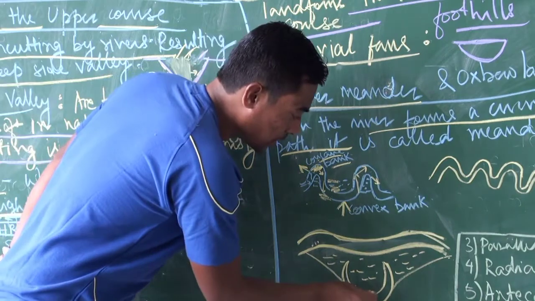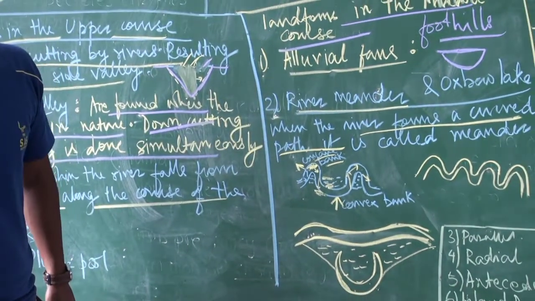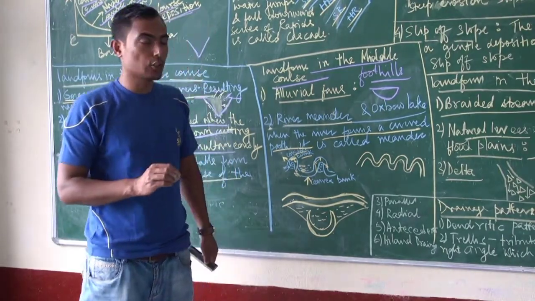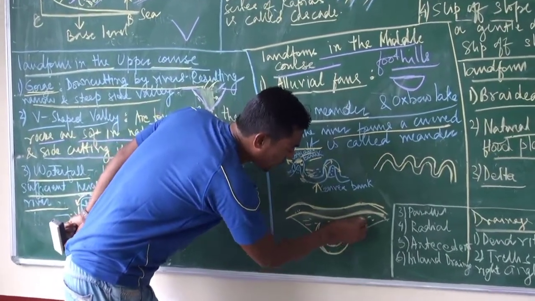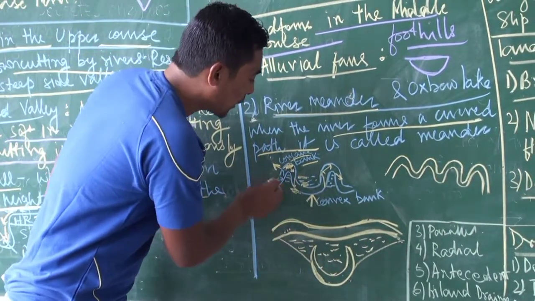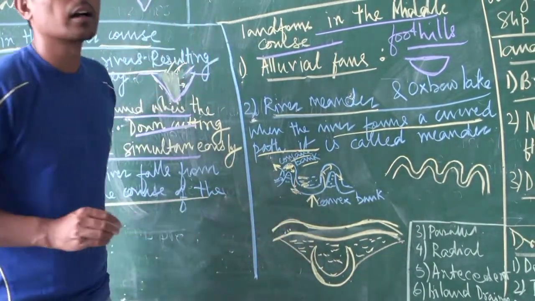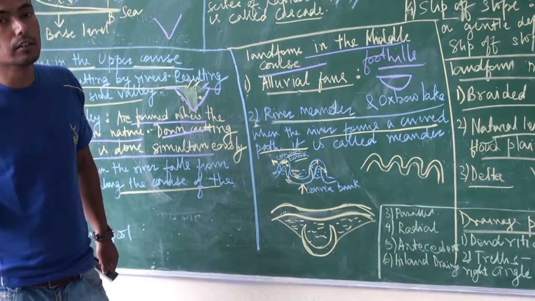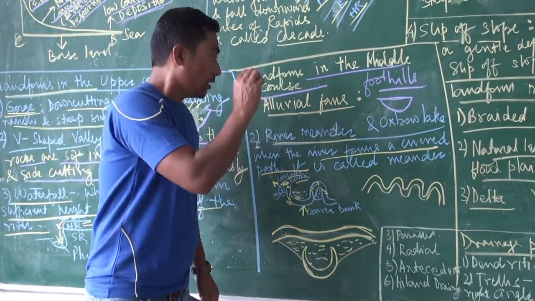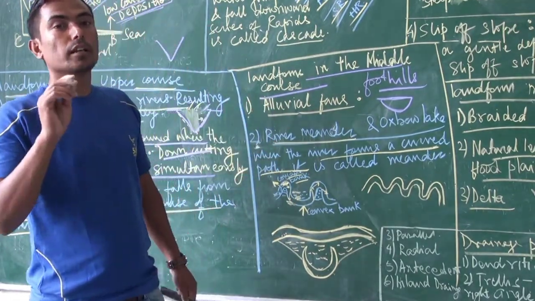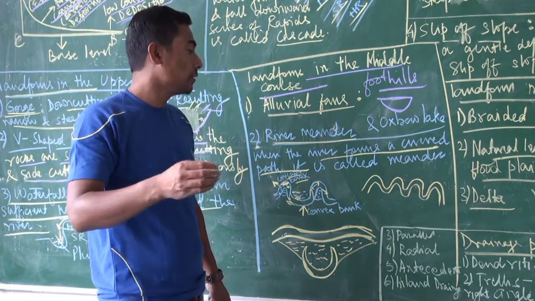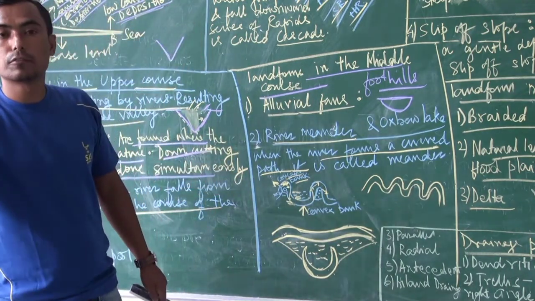And sometimes this oxbow lake is filled with water, and sometimes it is dry in nature. The surrounding areas of this oxbow lake are filled with the deposition done by the river on the convex bank of the river meander. Just remember, an oxbow lake comes into existence because of the meander. Clear? Meander means a curved path of the river.